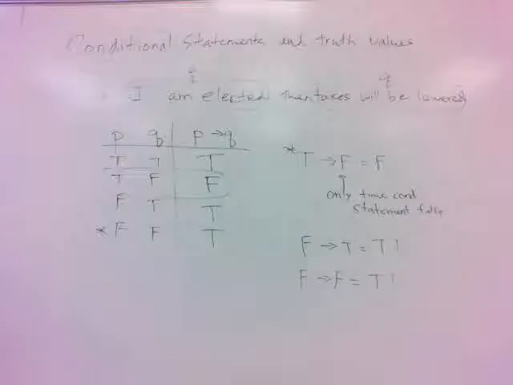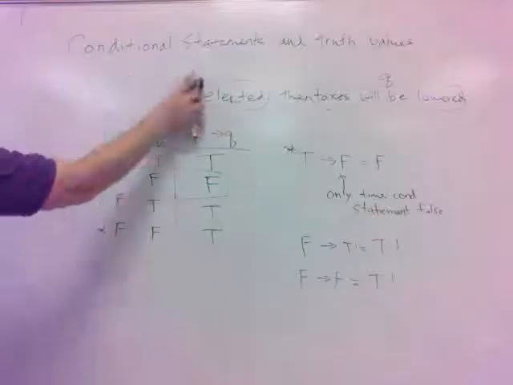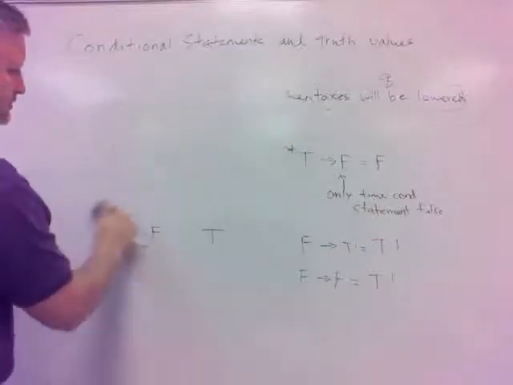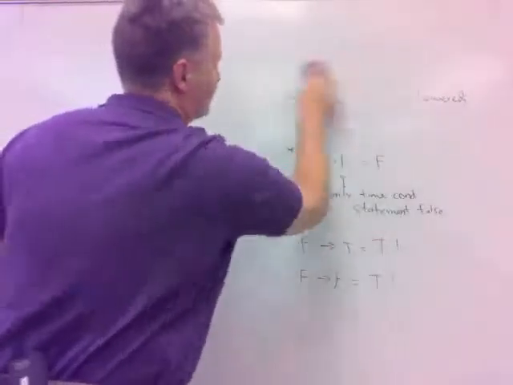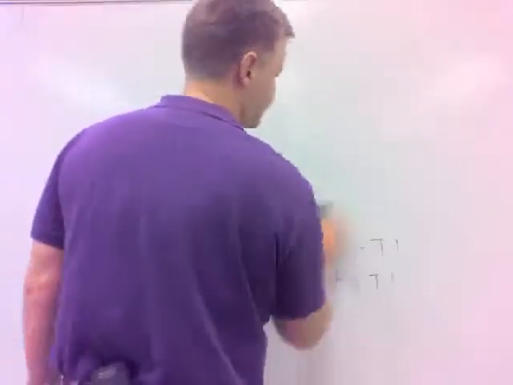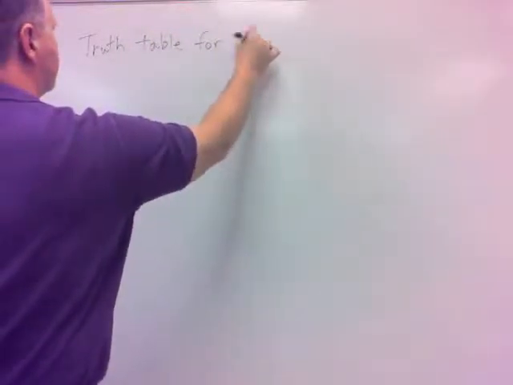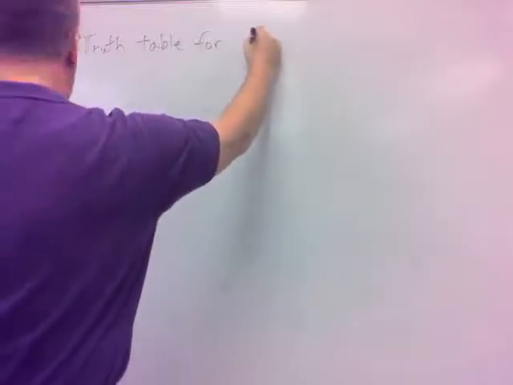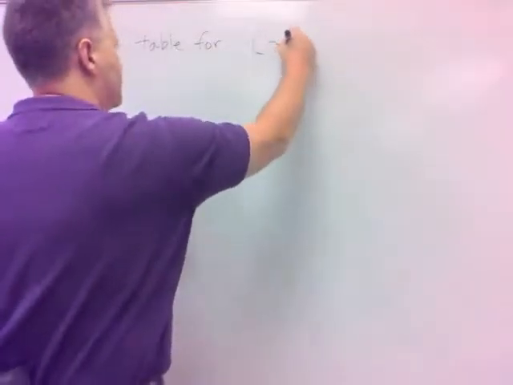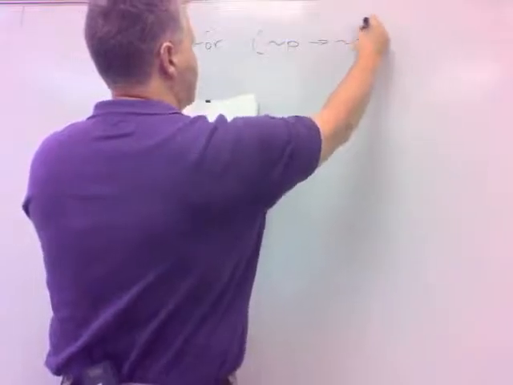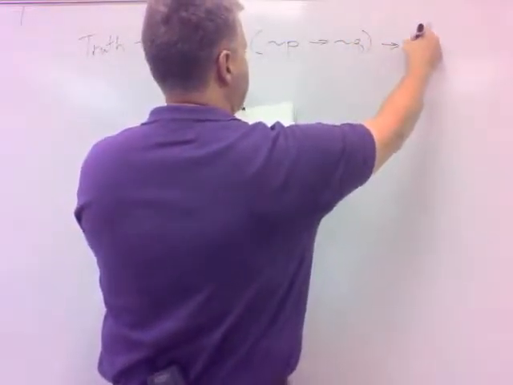All right? Well, let's do another truth table. Get a couple of practice ones here. All right, let's do a truth table for parentheses, not P, arrow, not Q, and then arrow that with P.